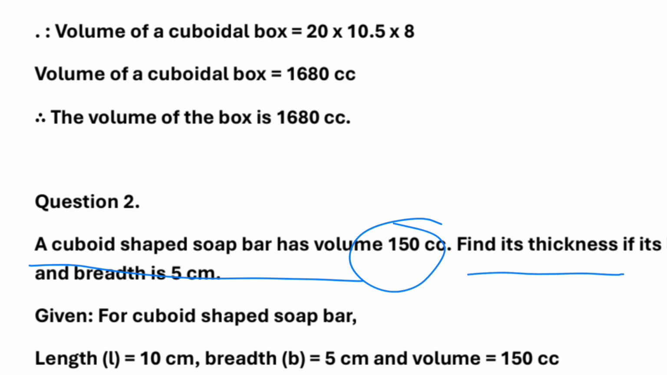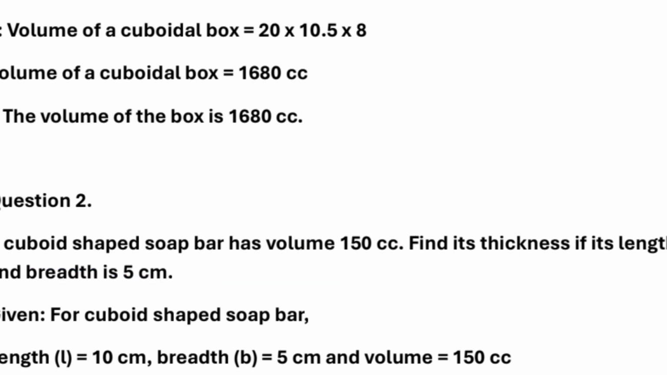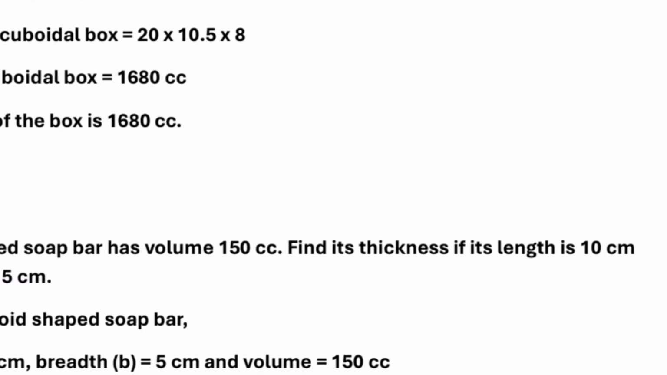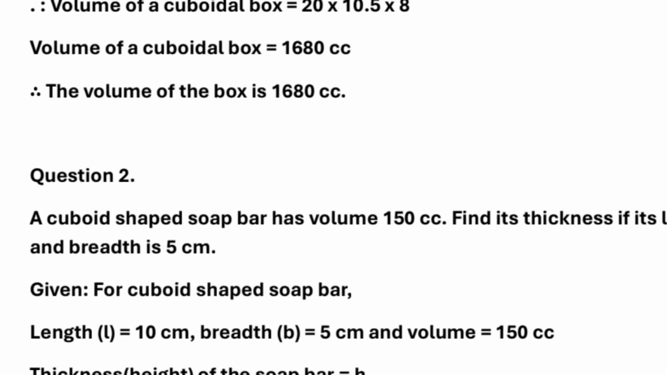Here a cuboid shaped soap bar has volume 150 cubic centimeter. Find its thickness. Thickness means height. If its length is 10 centimeter, and breadth is given 5 centimeter. With the help of given information, we will find thickness, that is height of that soap bar.